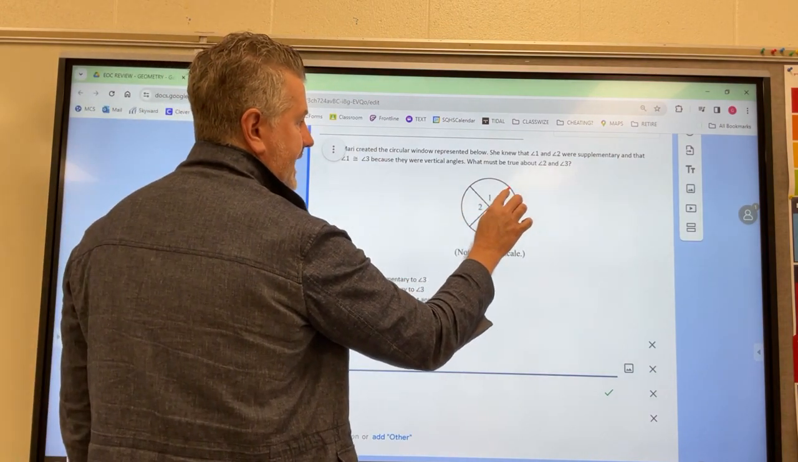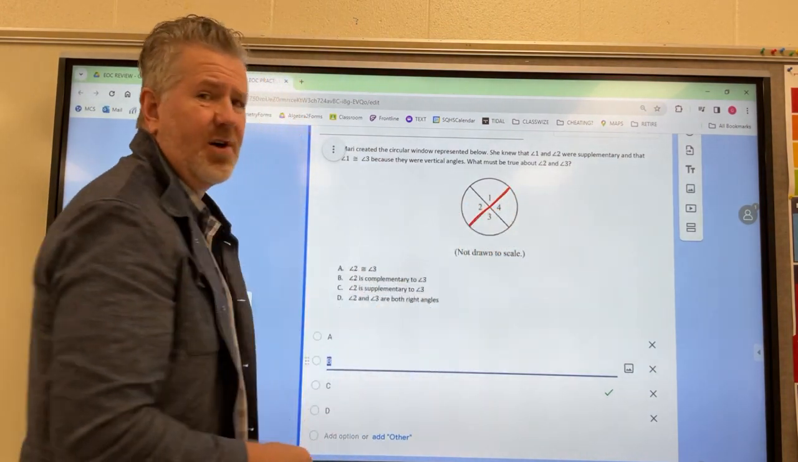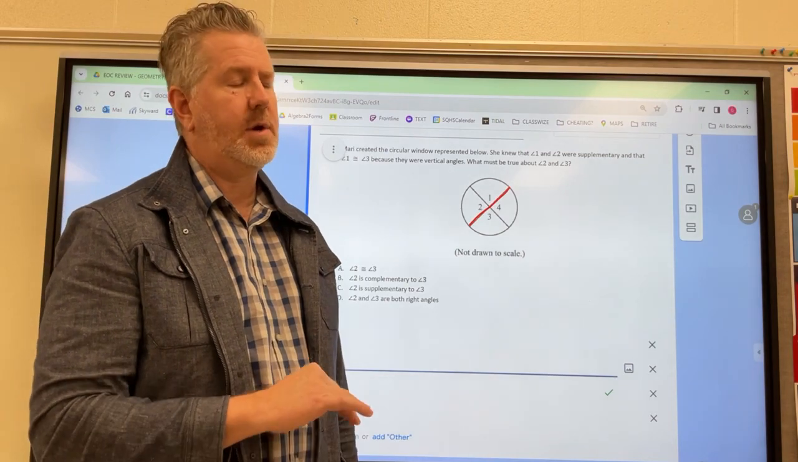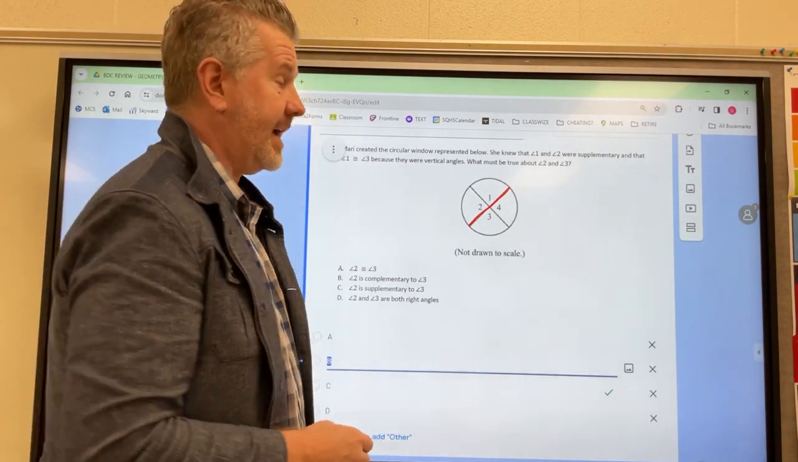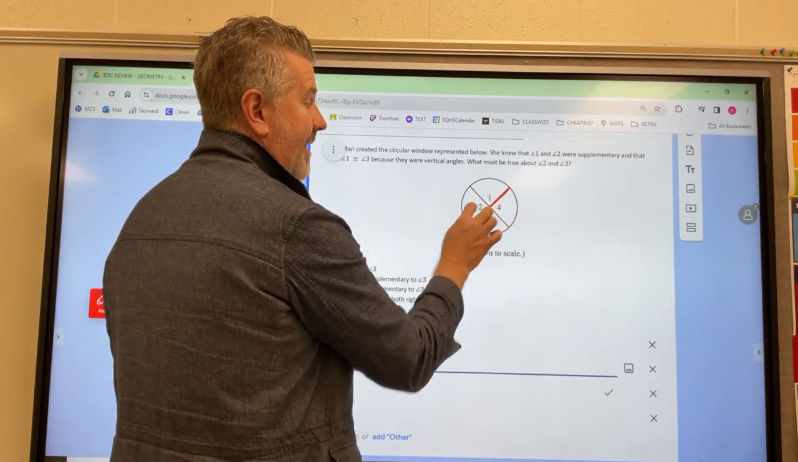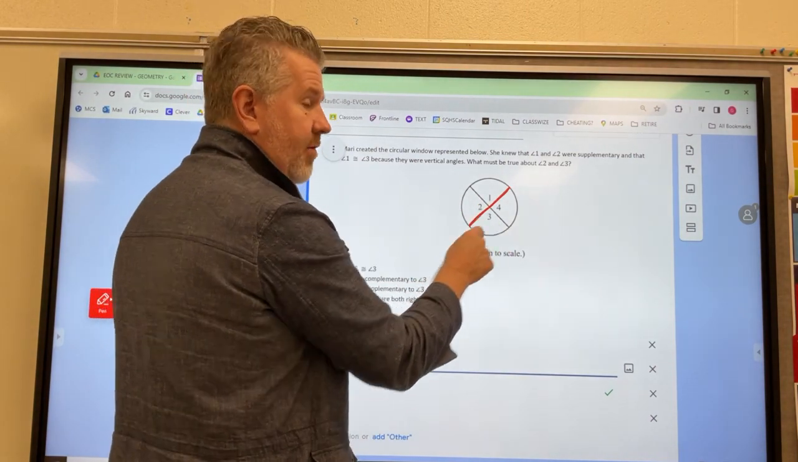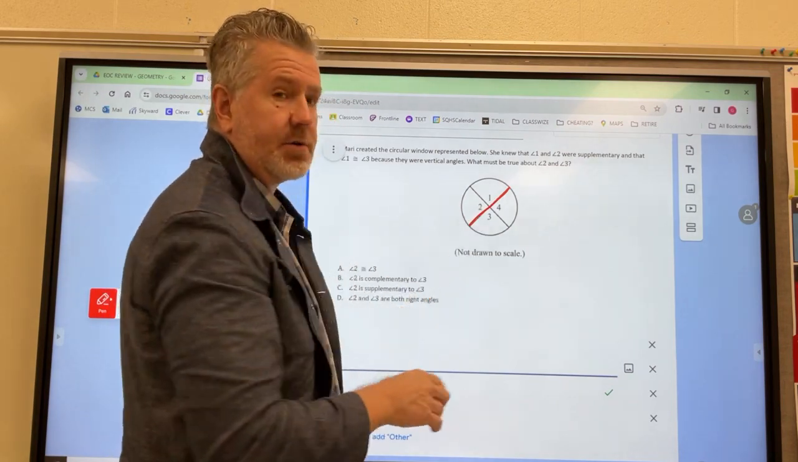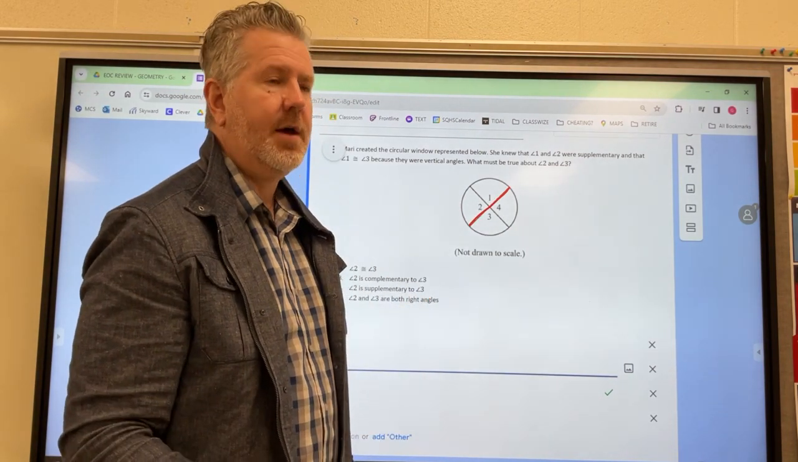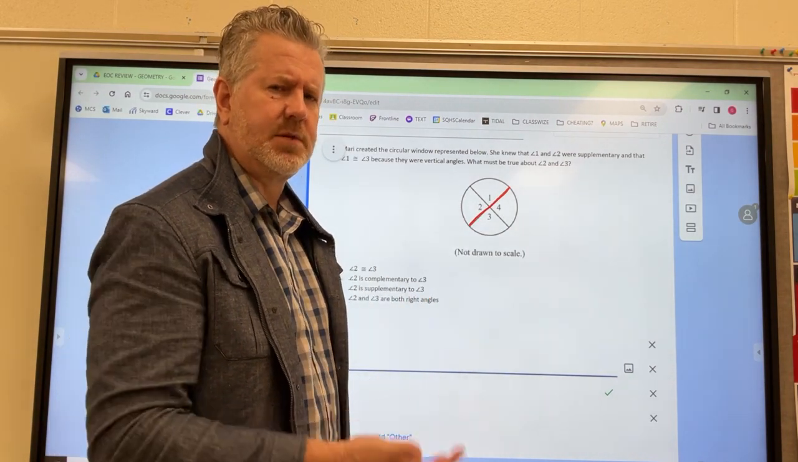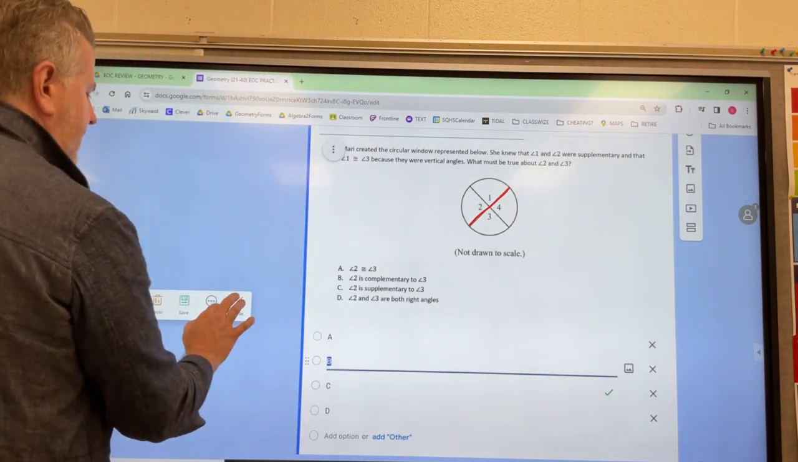It tells us that these are supplementary, and I know they look like they're 90, but this is a case when you cannot assume that. Really can't assume that. This could be 89 and that could be 91, in which case 1 and 3 would be 89, and 2 and 3 are still supplementary, okay? So plug in some values if you need to. Ask yourself some questions to work the logic out.